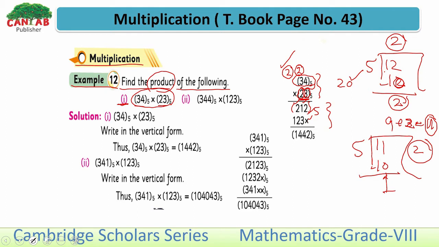So we have 4 twos are 8. So 8 is not in the base 5 number system. So we again divide 8 by the base number, that is 5. So 5 ones are 5, remainder is 3. So we write the remainder and carry the quotient, that is 1. Now multiply 2 by 3 and add 1. 2 threes are 6. 6 plus 1, that is equal to 7.